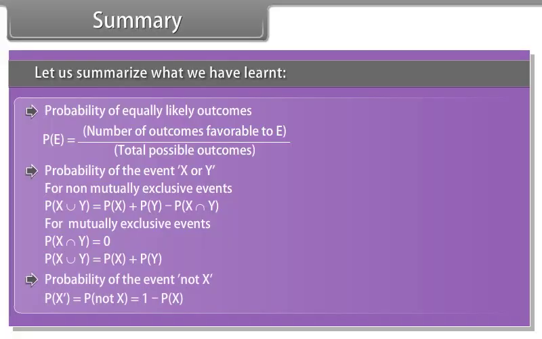Probability of the event not X. P(X dash) is equal to P(not X) is equal to 1 minus P(X).